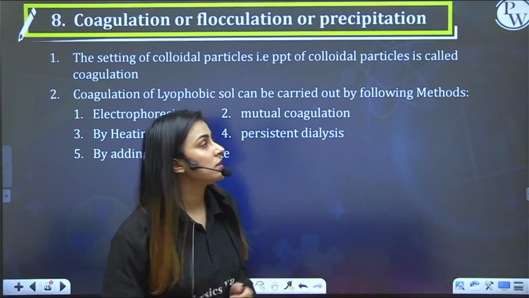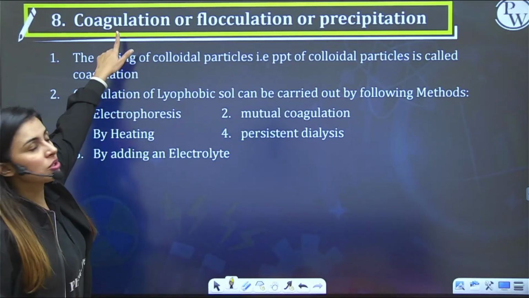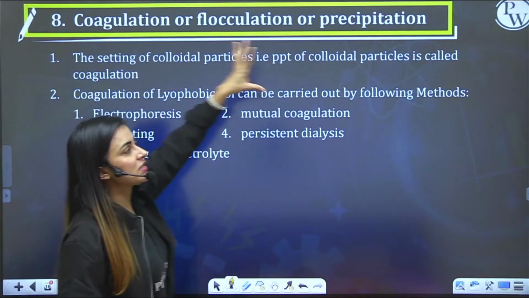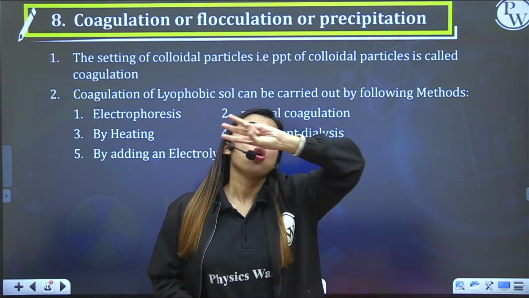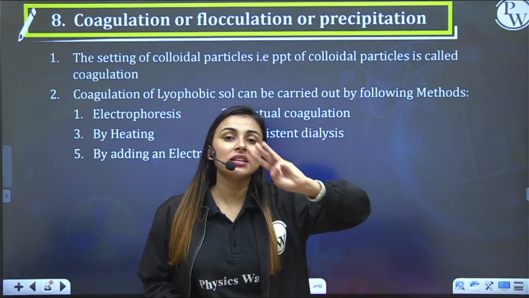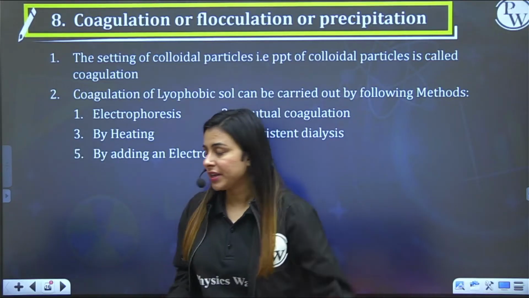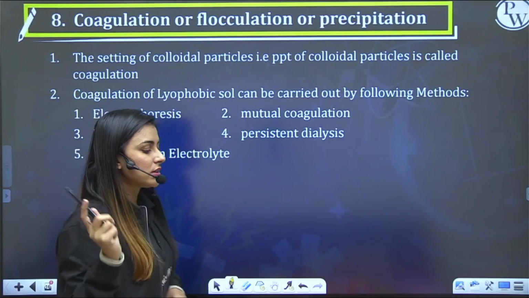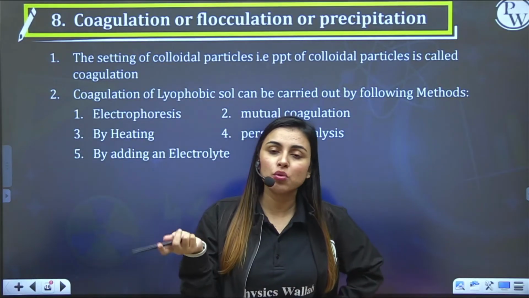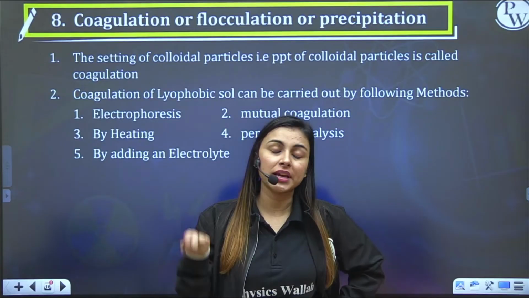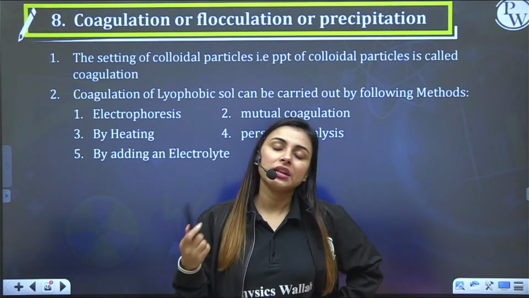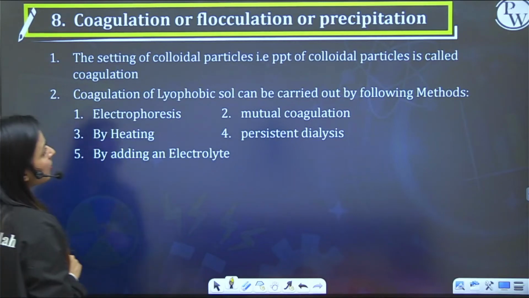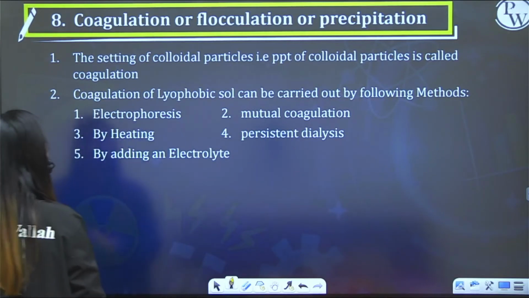This is what is given here. Coagulation means formation of PPT, flocculation means formation of PPT, precipitation means formation of PPT. All these three words mean exactly the same thing. Till the point your colloidal particles are moving, they'll not settle down, they'll not form PPT. Once they do settle down, they'll form PPT. So the settling of the colloidal particles, that is PPT of the colloidal particles, is called coagulation.